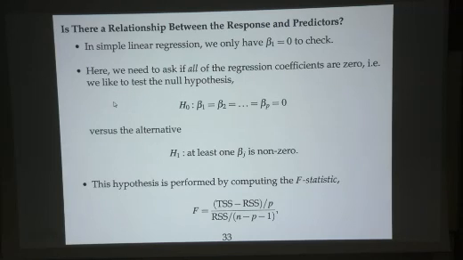This test is performed by computing the F statistic. You will see that it looks like the R square statistic that we discussed last time. You take the TSS, the total sum of squares, subtract the residual sum of squares, and then divide by the residual sum of squares. Here we divide by the RSS instead of the TSS. We also include the numbers p and n minus p minus 1, which are related to the degrees of freedom of the F distribution.